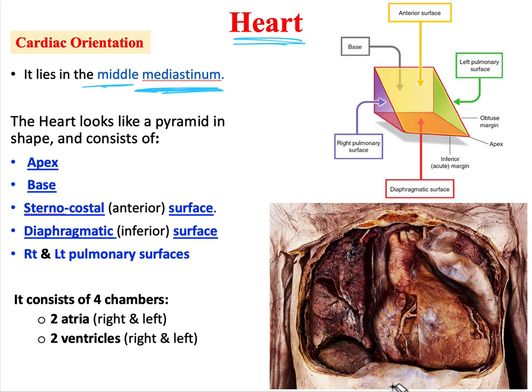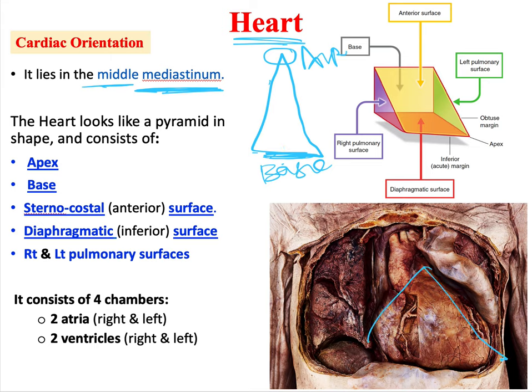So, if you look at the heart, you would see that it looks like a pyramid. So this is the base of the pyramid, and this is the apex, because the apex is always opposite to the base. But the heart looks like a pyramid, but the direction of the apex of this pyramid is different. This is the apex of the heart, which is directed downward and forward.